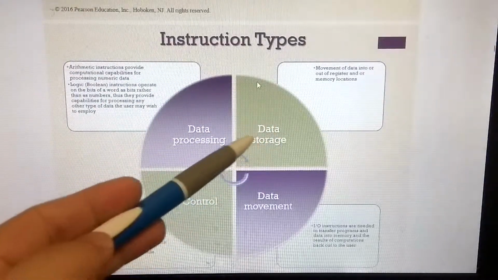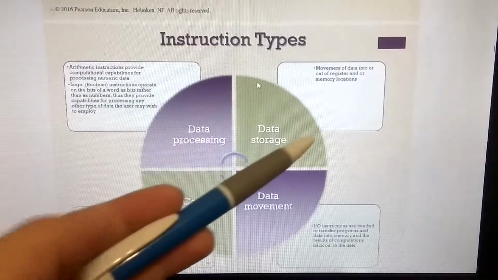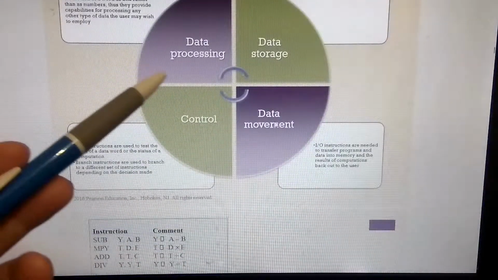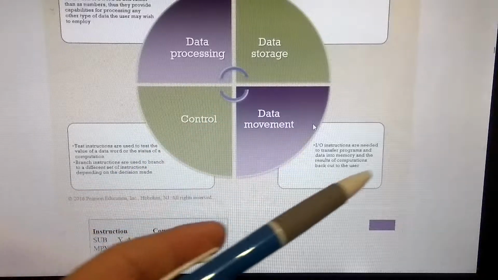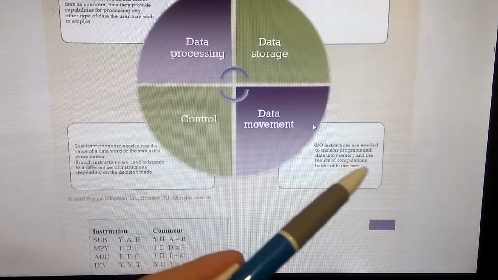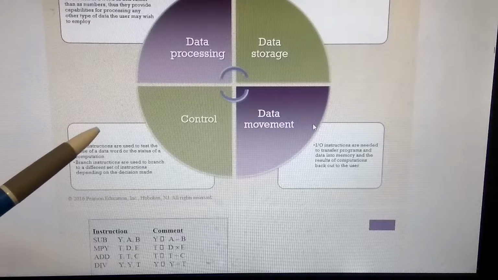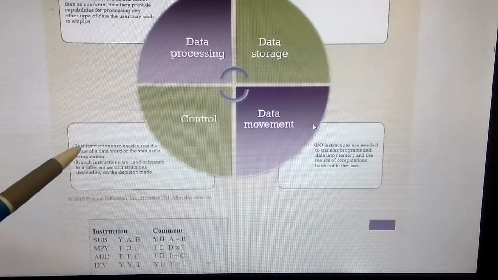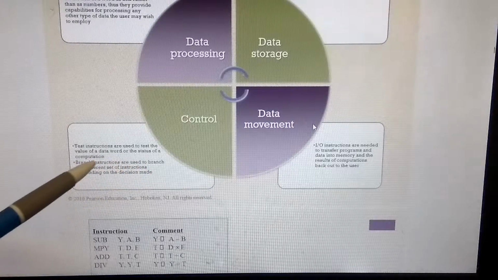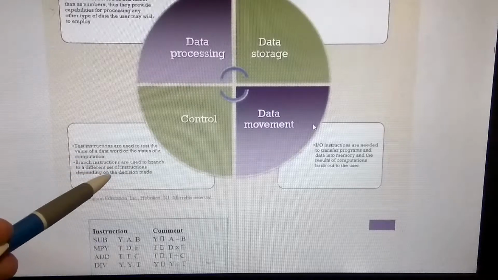On the other hand, data storage is the movement of data into or out of register or memory locations. While data movement is the I/O instructions that are needed to transfer programs and data into memory and the result of computations back out to the user. While the control is the test instructions that are used to test the value of a data word or the status of a computation. Branch instructions are used to branch to a different set of instructions depending on the decision made.